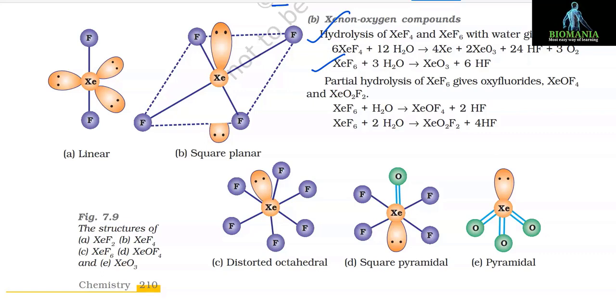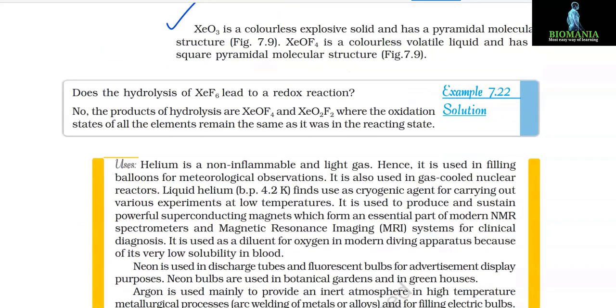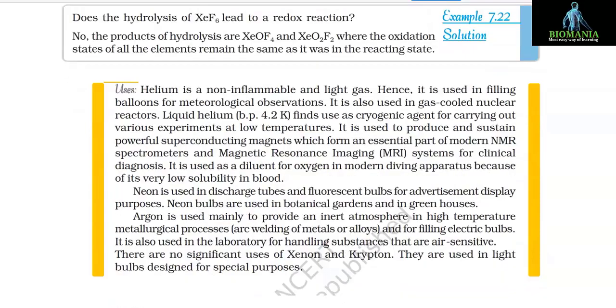Partial hydrolysis of XeF6 gives oxyfluorides, XeOF4 and XeO2F2. XeF6 plus H2O gives out XeOF4 plus 2HF, and next reaction is XeF6 plus 2H2O gives out XeO2F2 plus 4HF. XeO3 is a colorless explosive solid and has a pyramidal molecular structure. XeOF4 is a colorless volatile liquid and has a square pyramidal molecular structure.